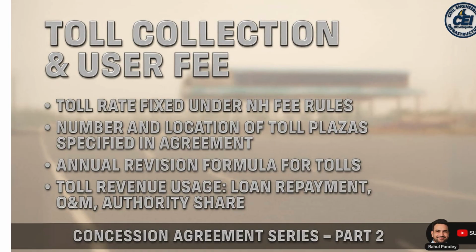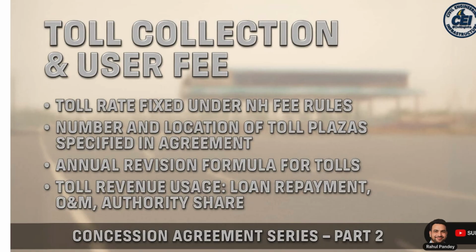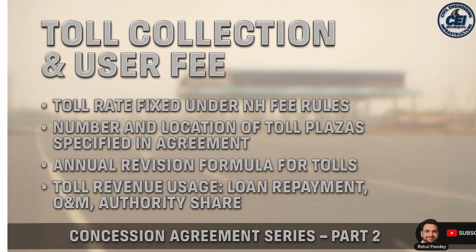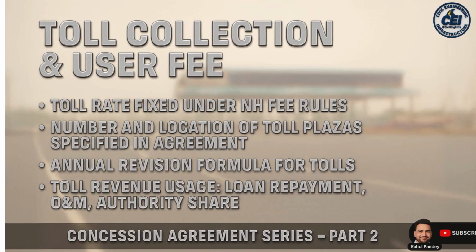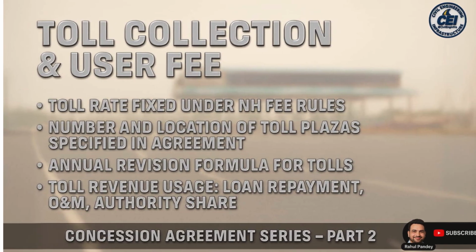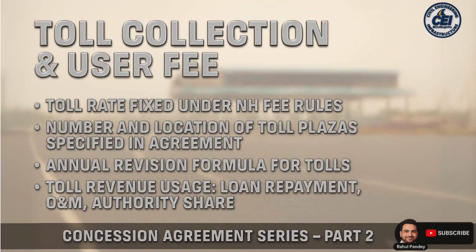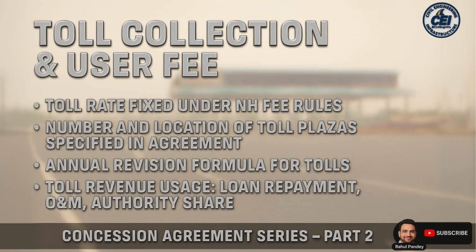Ceiling provisions also exist. Use of toll revenue, collected toll revenue goes into the escrow account. Payment priority is defined: O&M, debt servicing, authority share. Outcome. The toll collection framework secures project financial viability, gives comfort to lenders and ensures fairness for users.